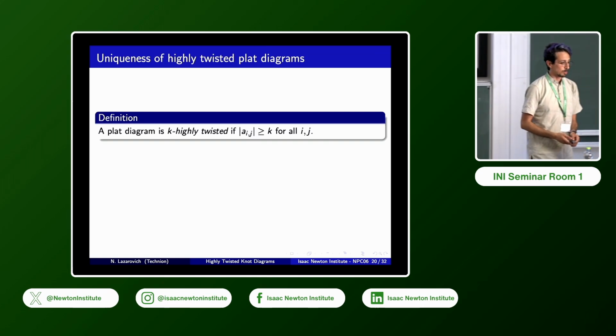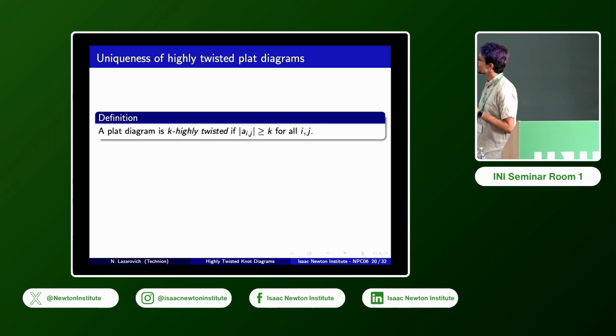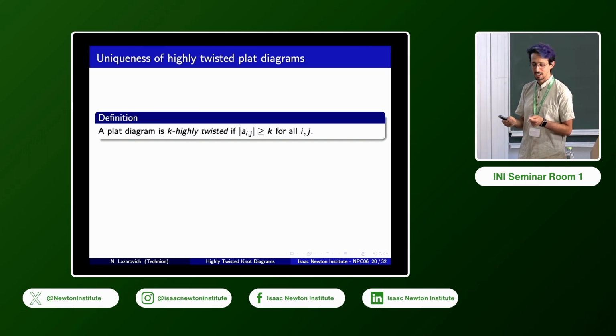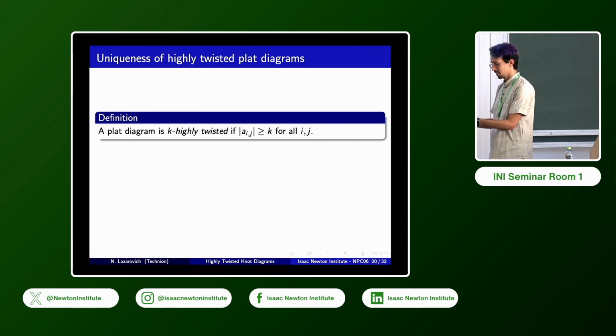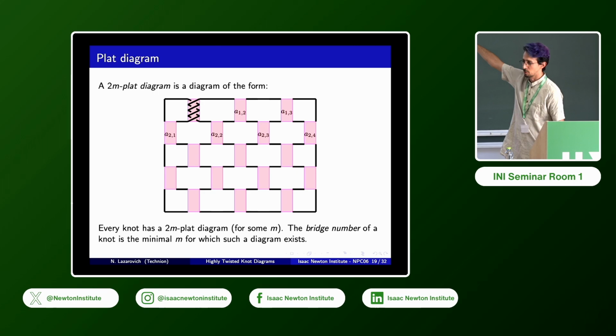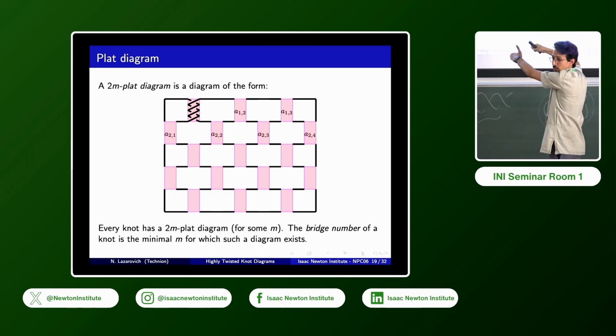So we say that such a flat diagram is K highly twisted if all of the Aij's are greater or equal to K. Note the slight difference between just saying that a flat diagram is K highly twisted and saying it is a K highly twisted flat diagram, which means that all of those numbers have to be at least 3. In a flat diagram, originally, those could be even nothing. Like I could just go down like this.